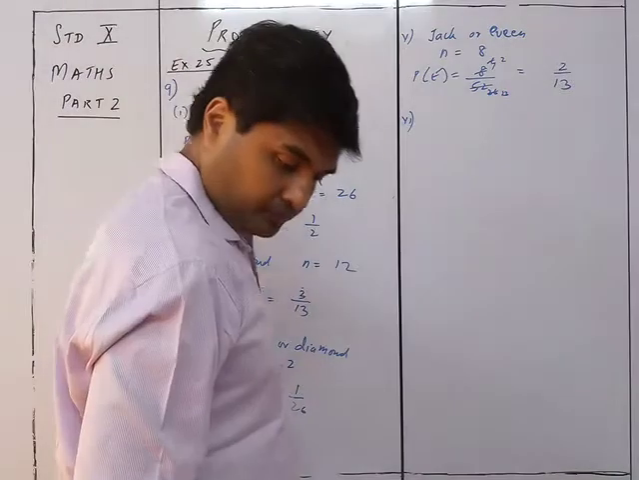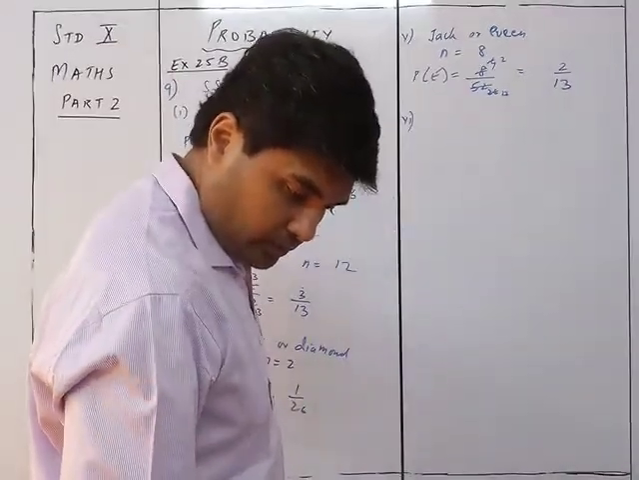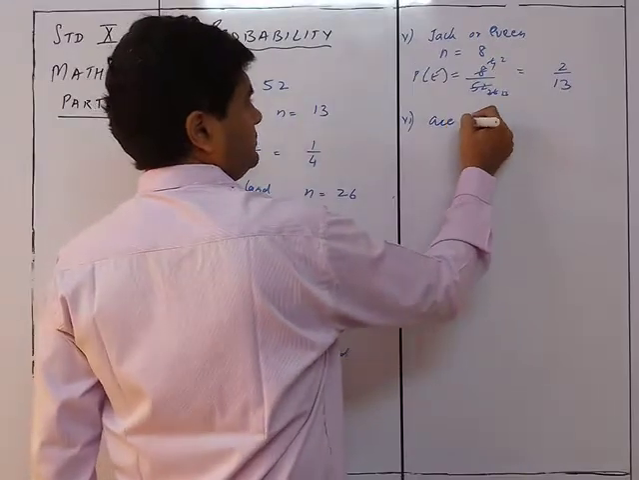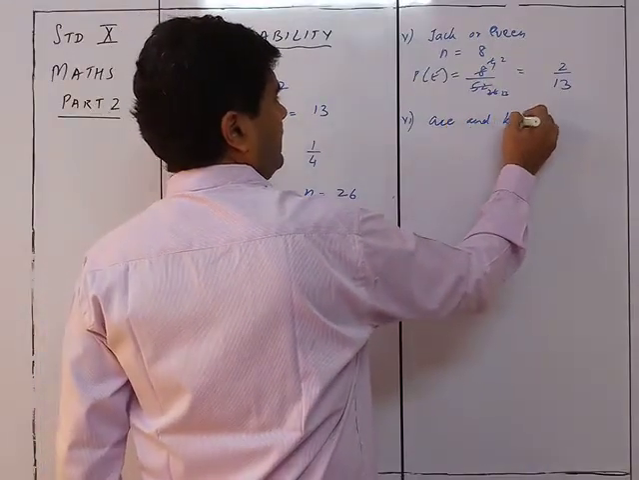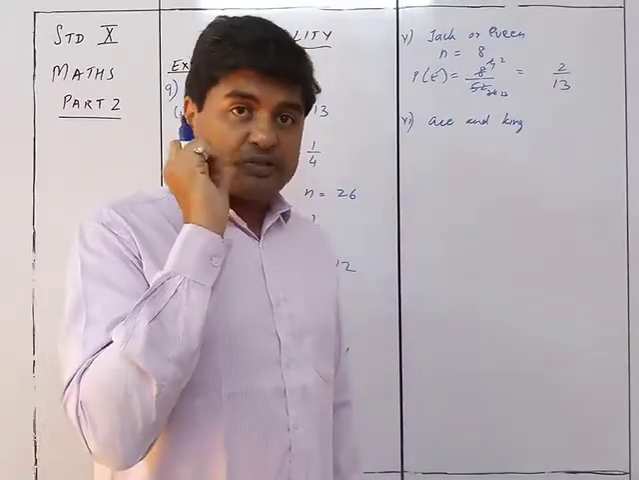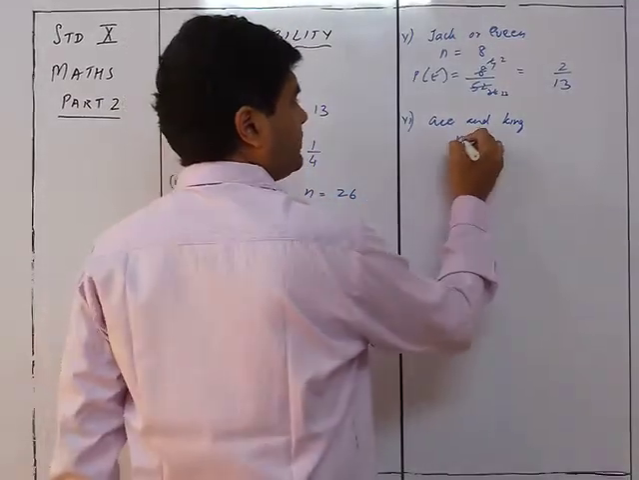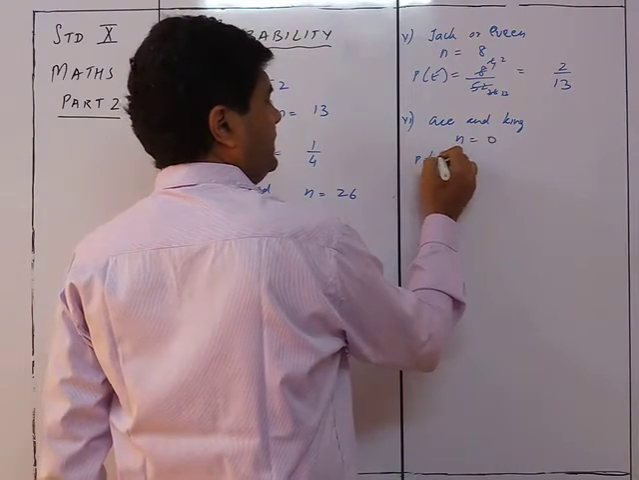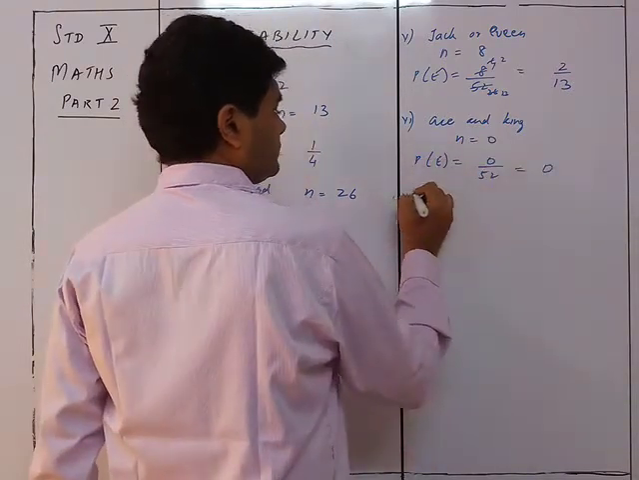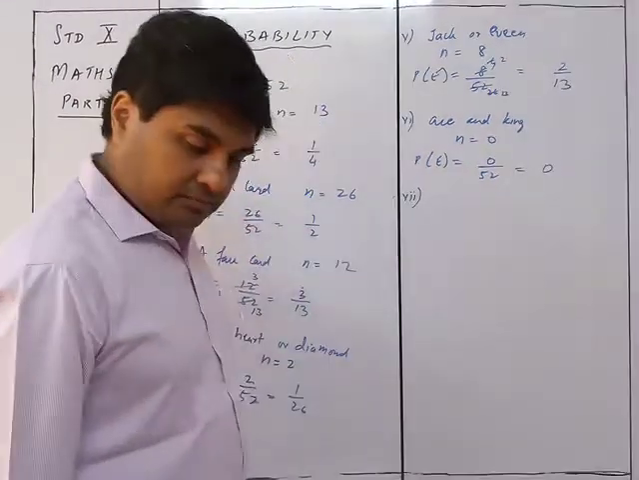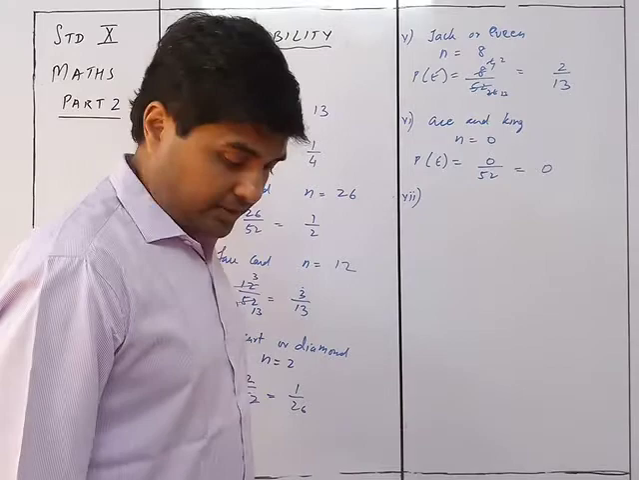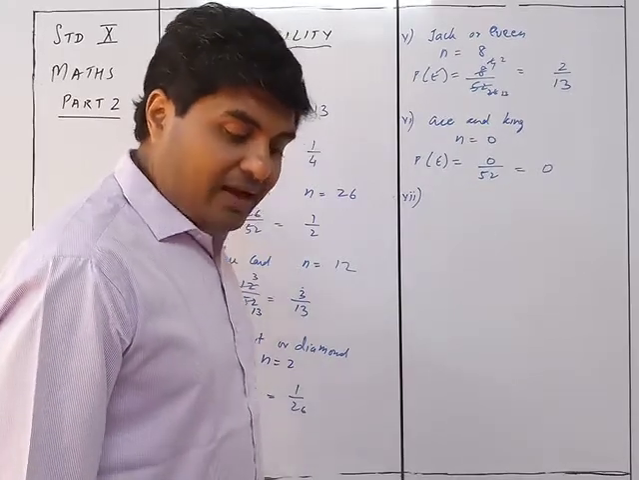Sixth one, ace and king. Is it possible for a card to be a king and an ace also? No, not possible. That's why n is equal to 0. So P(E) is equal to 0 upon 52, which is 0, because a card can never be both an ace as well as a king.